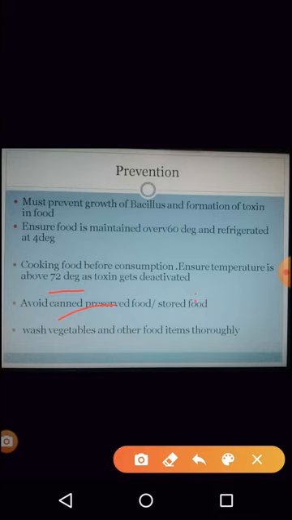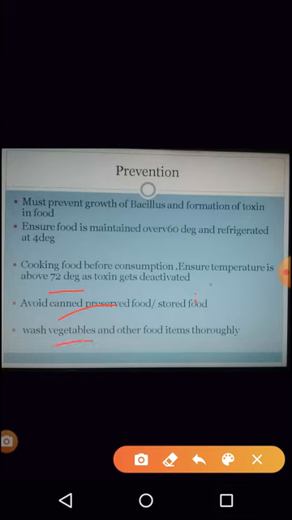Avoid keeping or preserving the food for a long duration. The organism will be present in the form of spores. If you store the food, the spores will get the required conditions to grow, and they germinate, and after that become vegetative cells, and hence result in producing the toxin. So avoid preserving the food, avoid storing the food. Consume the food as fast as it is cooked.